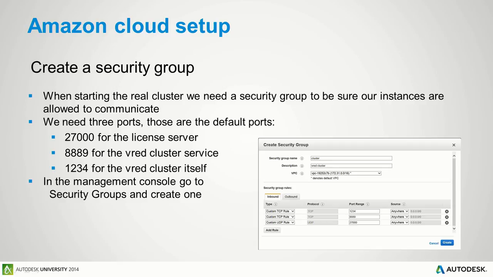You add some ports that need to be open. So we define the ports. Those are for the VRED cluster, and the last one is for the license server. And then you apply the security group to all your nodes. So by this, your nodes can talk, and it's secure.